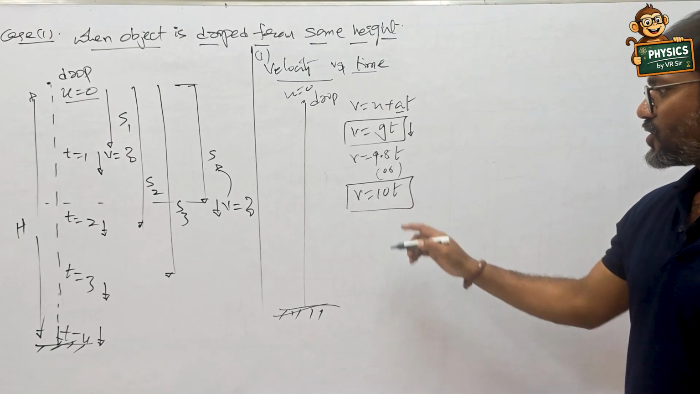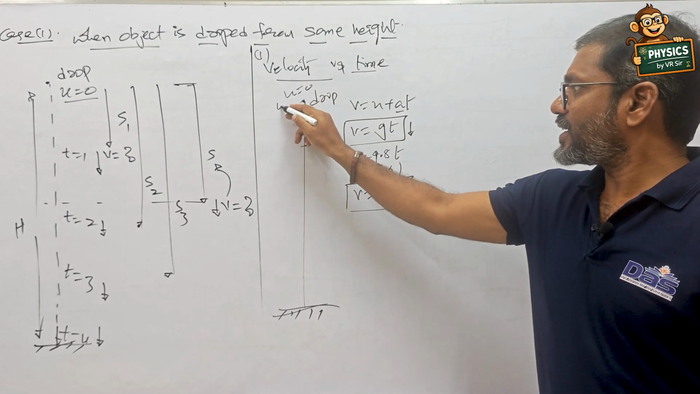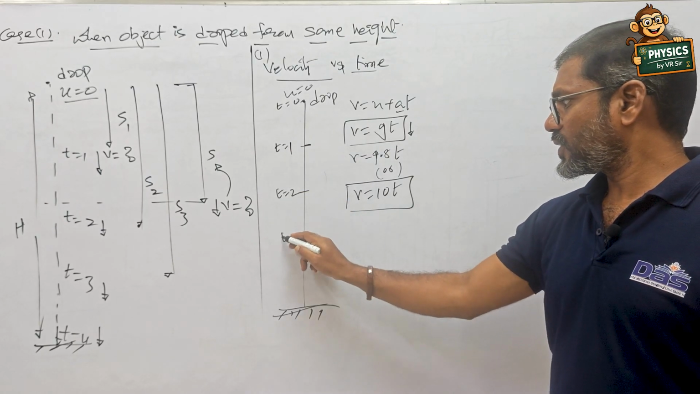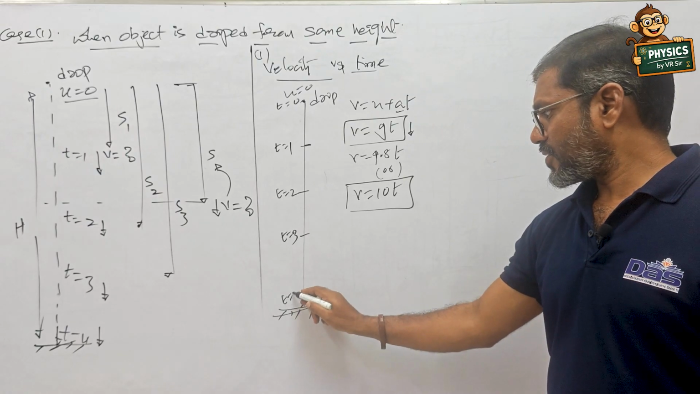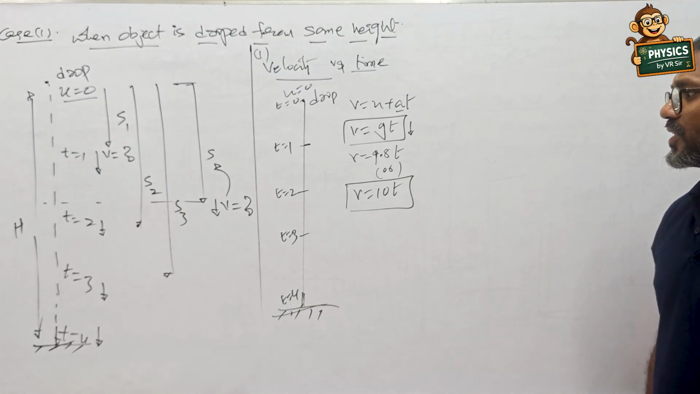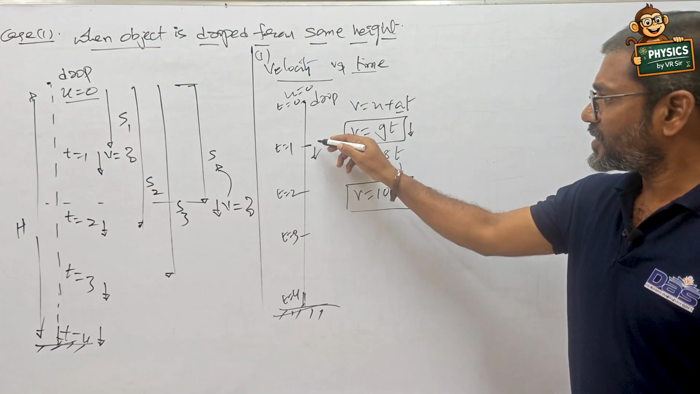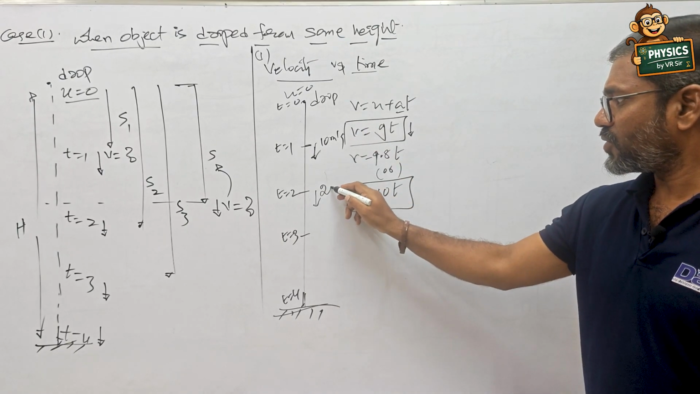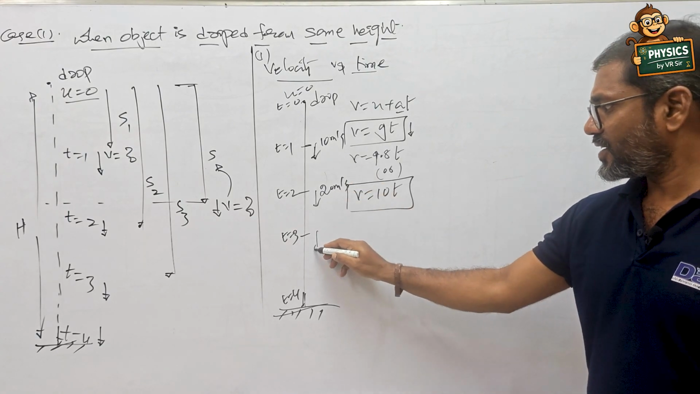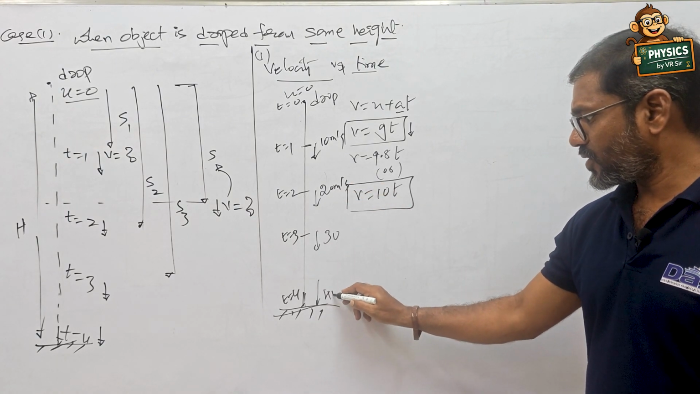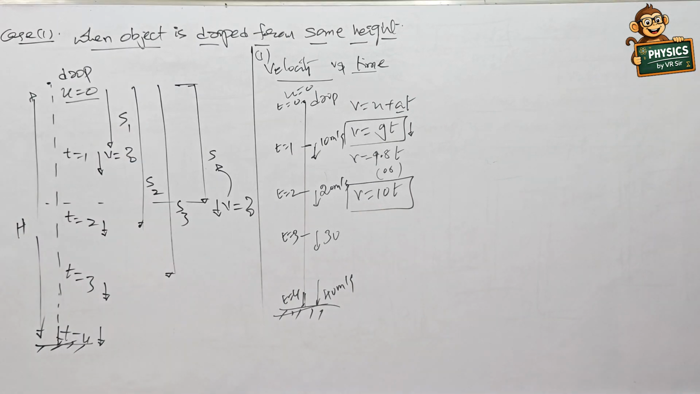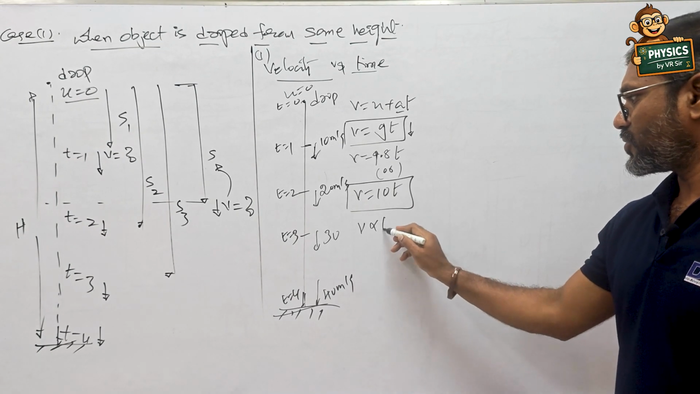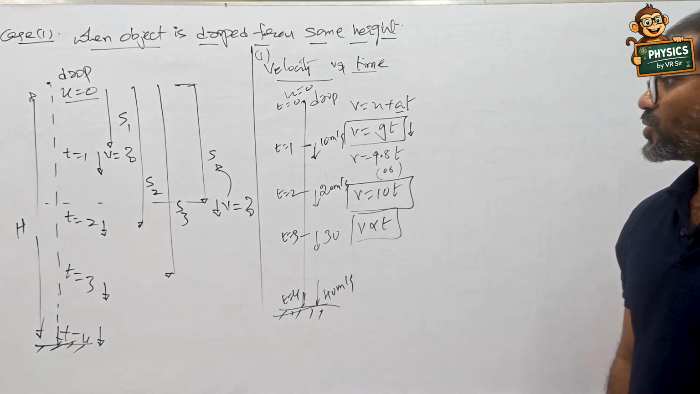Based on this, the moment it starts, t = 0, and here t = 1, t = 2, t = 3 and t = 4. If t = 1, what is the velocity? It's moving down at 10 meters per second. If t = 2, it is moving down at 20 meters per second. If t = 3, 30. If t = 4, 40 meters per second, and so on. This is the first observation regarding the velocity: velocity is directly proportional to time.